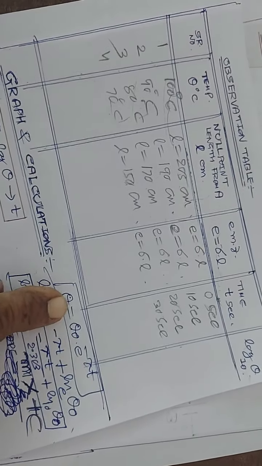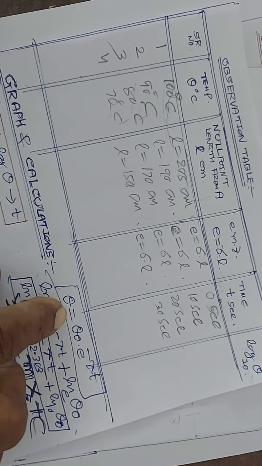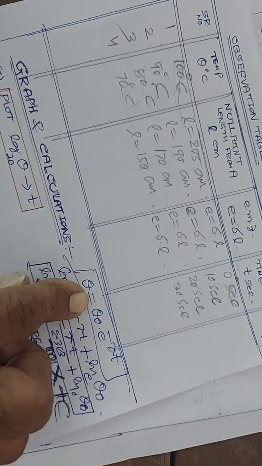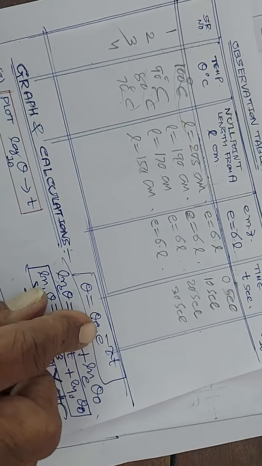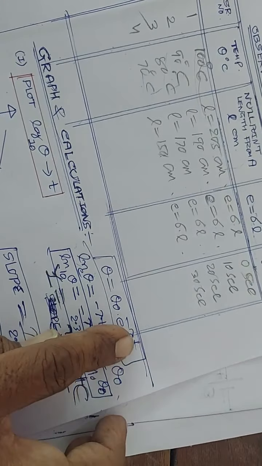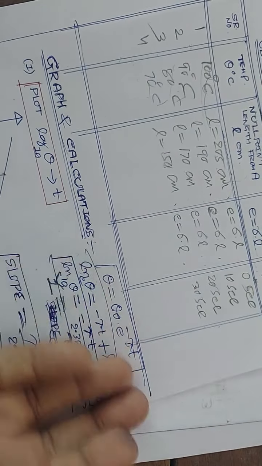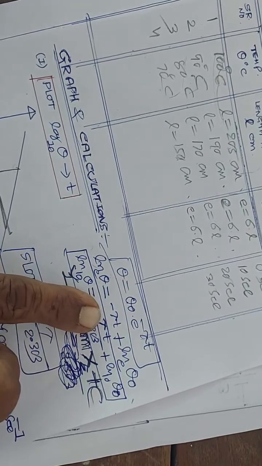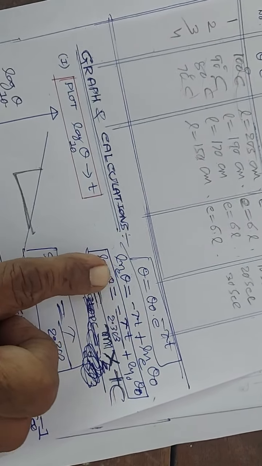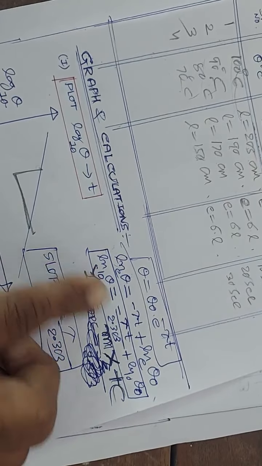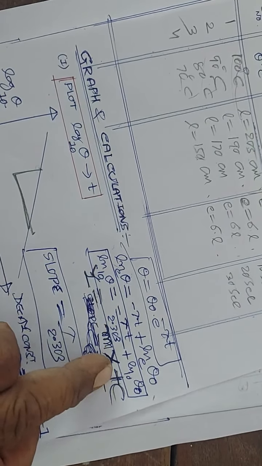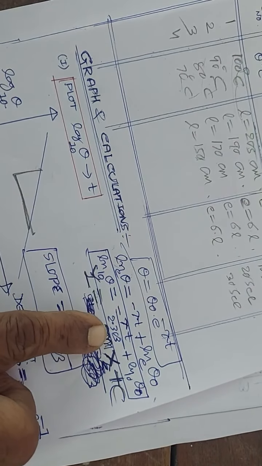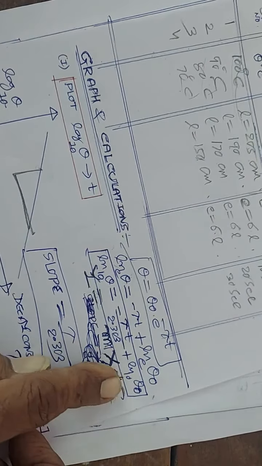Right, so this is the exponential relation for the fall of temperature. Theta, the temperature of the water body after time t, is equal to theta 0, the initial temperature of the water body, e raised to minus lambda t, where lambda is the decay constant of the water. If you take log on both sides, log of theta is equal to log of theta 0 plus minus lambda t. If you want to convert base e to base 10, you know the rule, you divide by 2.303. So log of theta to the base 10 is equal to minus lambda t divided by 2.303 plus log theta 0 to the base 10.